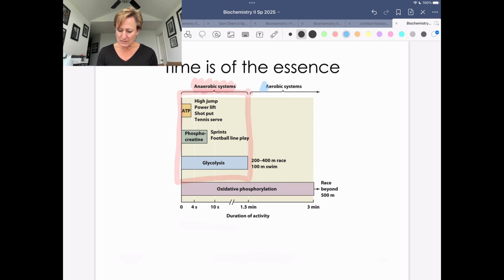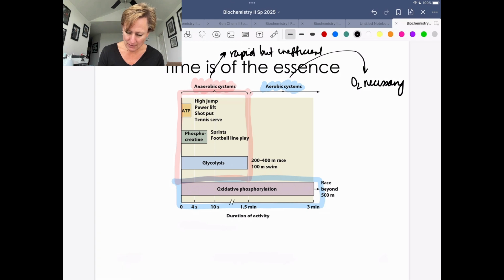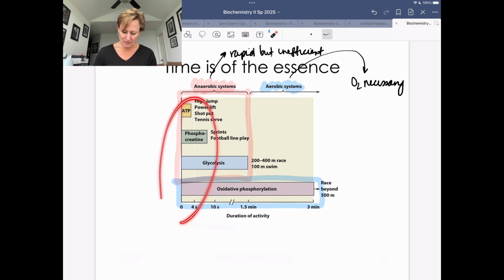And then we'll talk about ones that are going to operate only under aerobic systems, right? And that's what we have here. And let's remind ourselves when we're talking about aerobic systems, what do we really mean? Well, we mean that oxygen is necessary. When we talked about anaerobic systems, we used the phrase that it was rapid but inefficient. So you can see that we're going to make energy very quickly, but we run out of that energy very quickly. And again, highly inefficient because we can't have that be a sustained production of energy.